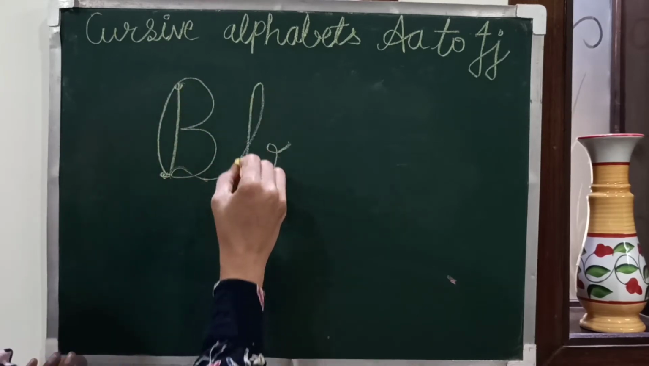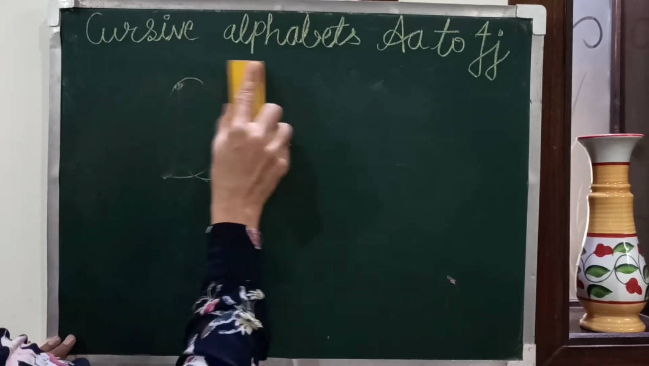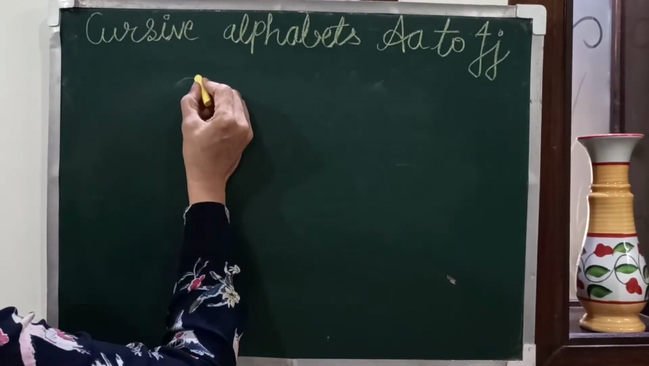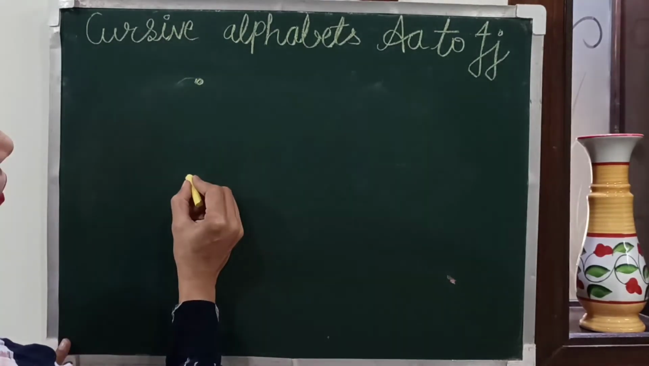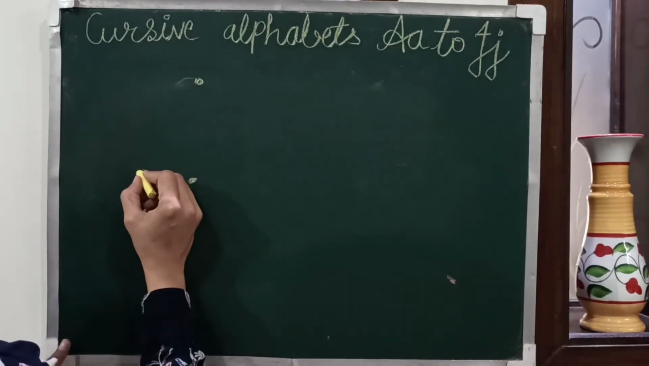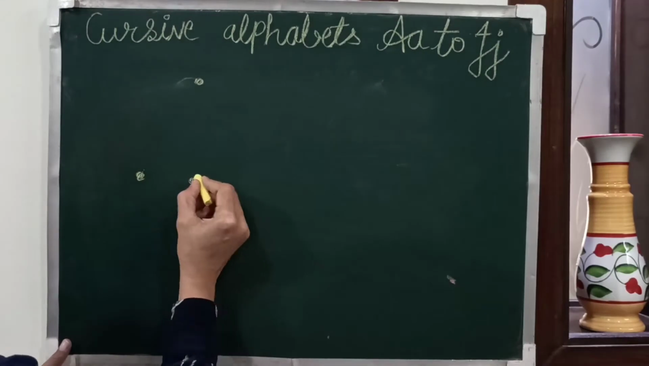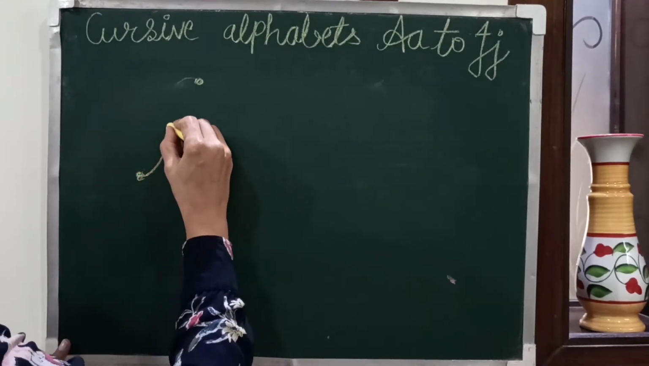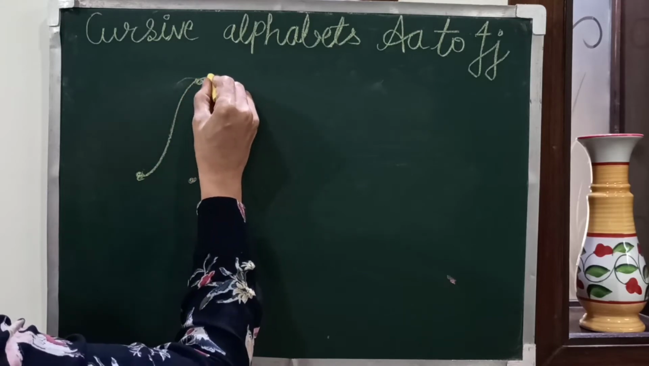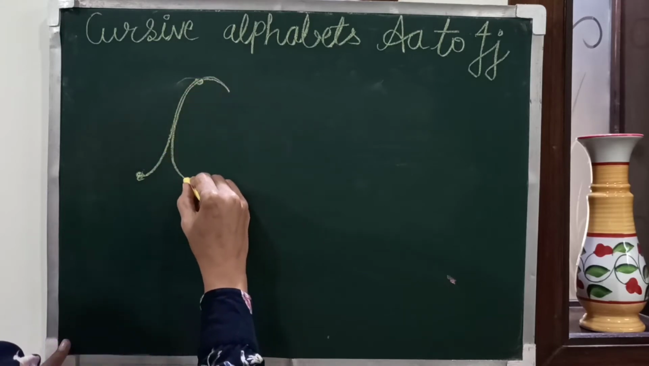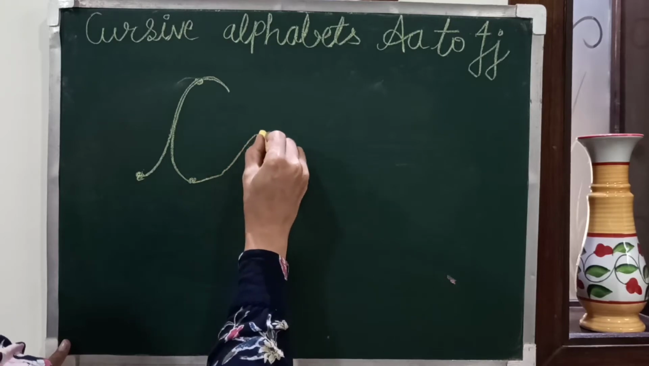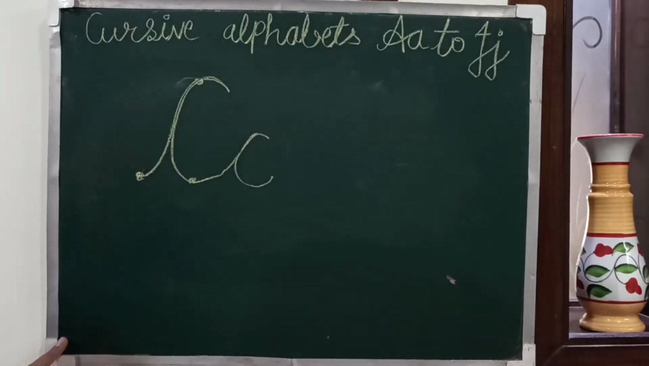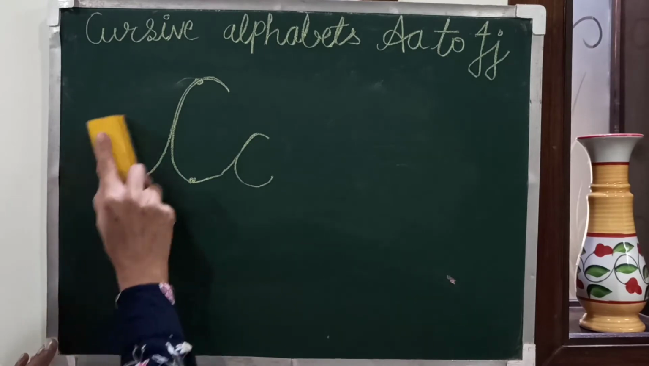Practice alphabet B on 2 dots like this. Cursive capital and small B. Okay, now alphabet C. For alphabet C, we have to give 3 dots like this. 1, 2 and 3. Starting from this dot, go up like this. Make a C like this. Now make a small C here. This is the way we will make cursive alphabet C.